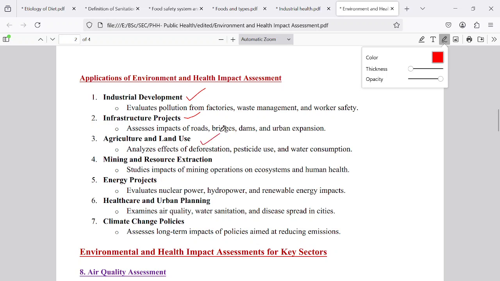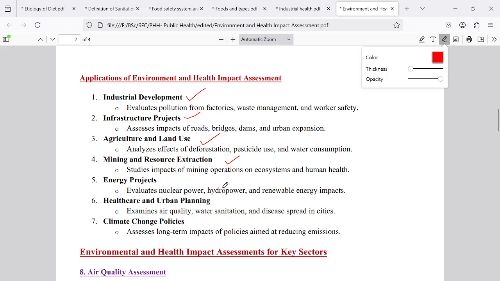Agriculture and land use: how much land should be used, how much land is being used, how much soil is being wasted, that should be analyzed. Mining and resource extraction: how much mining is being practiced, how much quantity of resources is being extracted, how much is actually required. If they are extracting many resources and not utilizing them in a proper manner, that is nothing but wastage of natural resources. Additionally, they are producing environmental issues.